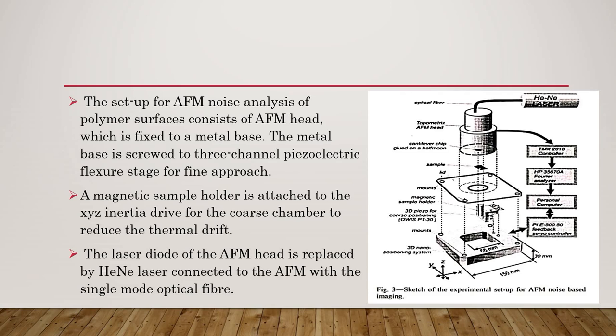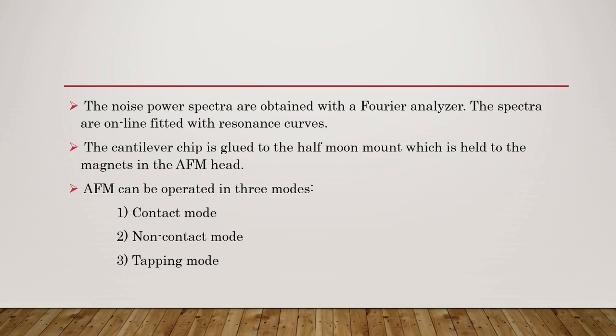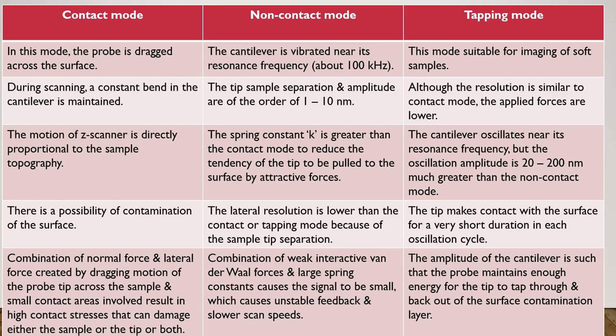AFM can be operated in 3 modes. First is contact mode, second is non-contact mode, and third is tapping mode. So the first one is contact mode. In this mode, the probe is dragged across the surface. During scanning, a constant bend in the cantilever is maintained.